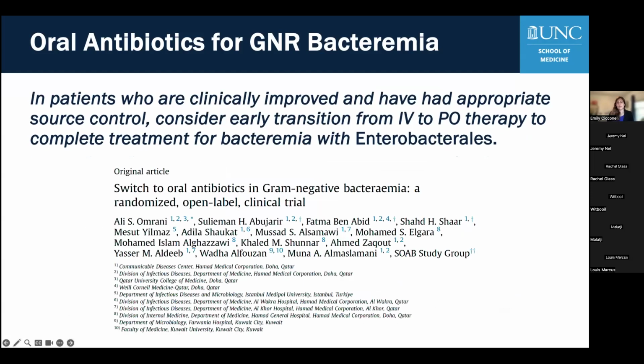Since then, there's also been a randomized control trial that looked at this and confirmed the findings seen in retrospective studies. So this was a trial done in Bahrain, Kuwait, Qatar, and Turkey, and they enrolled patients who had completed 3 to 5 days of microbiologically active IV therapy, were afebrile and hemodynamically stable for 48 hours, and had the absence of an uncontrolled source of infection. So a carefully selected patient population, for sure.